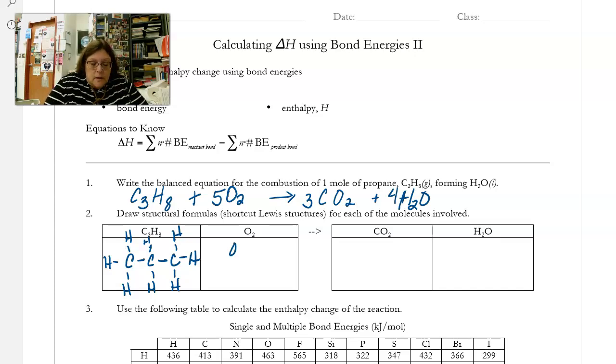Oxygen is actually double bonded. There's 2 oxygens and they form a double bond because oxygen has 6 electrons and needs 2 more to be happy. So each oxygen shares 2 electrons with its partner. We have 5 double bonded oxygens. In carbon dioxide, carbon is double bonded to 2 oxygens in each case.